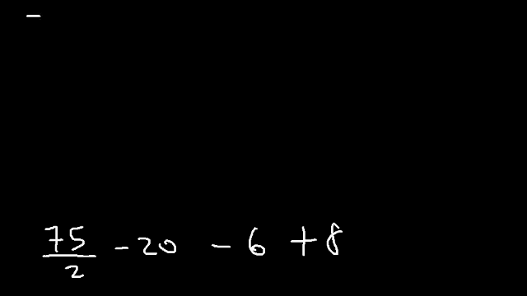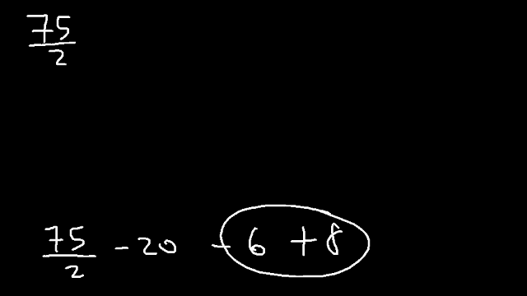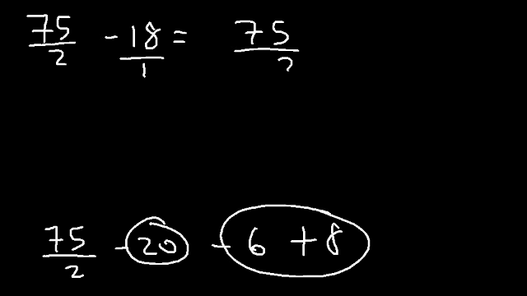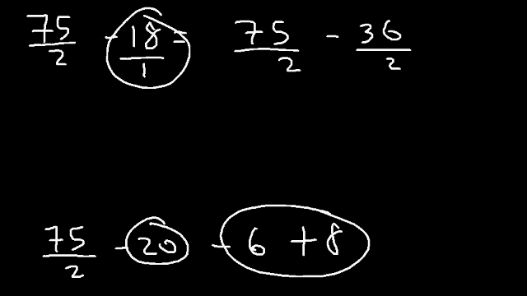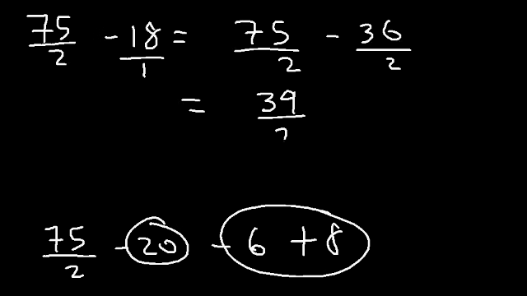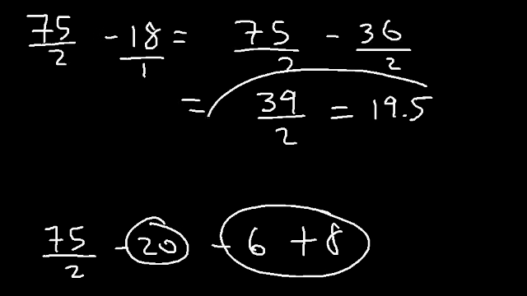So this is going to be 75 over 2. Negative 6 plus 8 is 2. Negative 20 plus 2 is negative 18. And negative 18 is the same as negative 36 over 2 if we multiply negative 18 by 2 over 2. 75 minus 36 is 39. So this is going to be 39 over 2, which is about 19.5. So that's the answer.